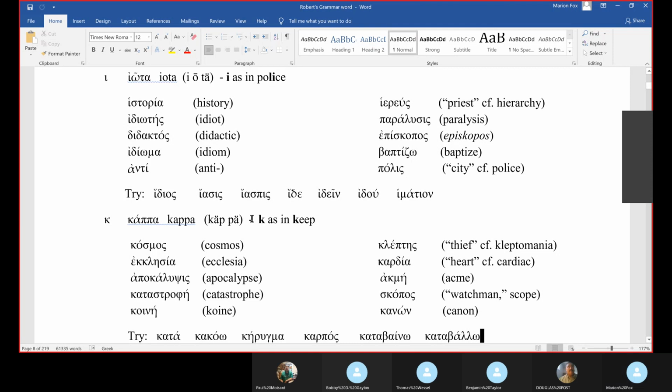Okay. Any questions? Anybody? All right. The next letter is kappa, and it gets a K sound as in keep, kappa. Cosmos. I hear this word cosmos, and that's kappa, cosmos. Our word cosmos comes from it. It means something that's orderly. And our English word cosmetic comes from it too.